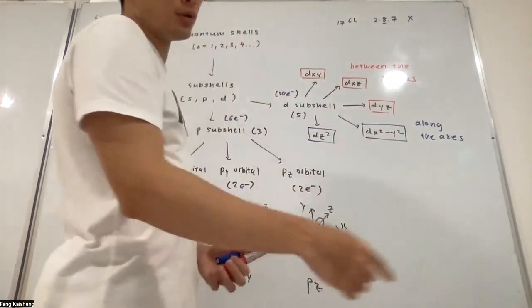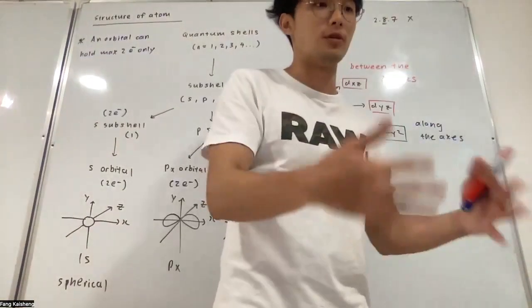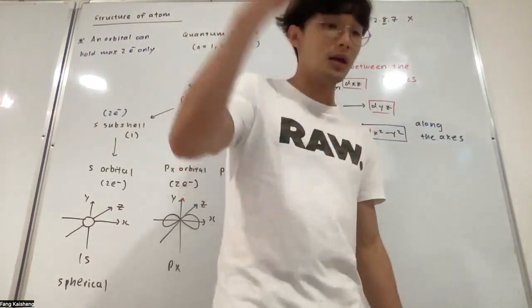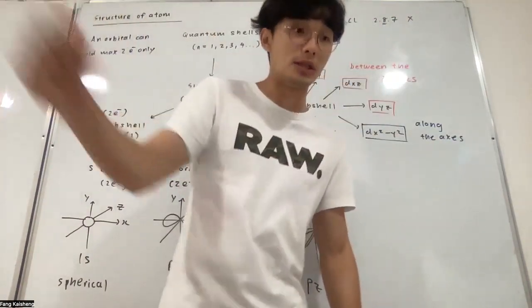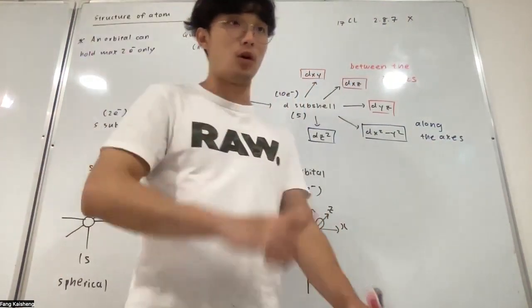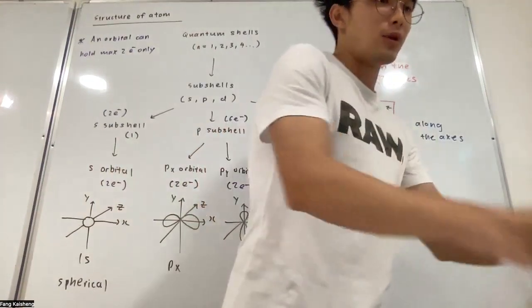For Aufbau's principle, if for some reason you forget the order, just look at the arrow going diagonally downwards, and then you can just follow that order. Then we take a look at the next page.